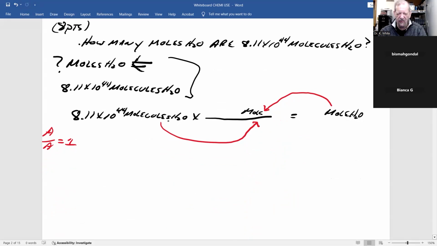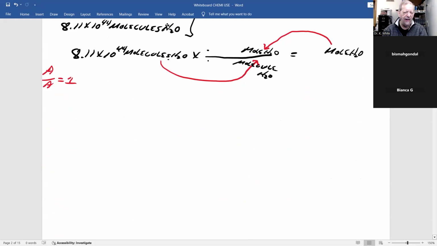So I'll write moles of water here. I'll have molecules, you don't have to put the S there, of water. And where do I find numbers to put in there? The key of unit analysis: if you have A equals B, there are two ratios you'll always have. A over B, and not equal, two different ones, B over A.